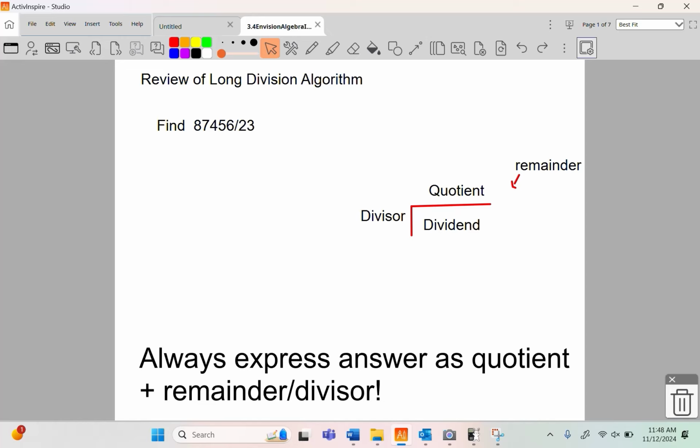Although we just did that one, didn't we? Yeah, this one doesn't kill us to do. Let's do it again. We're gonna divide 87,456 by 23.